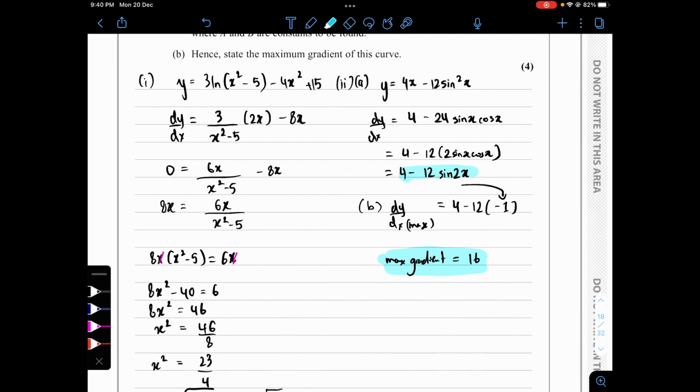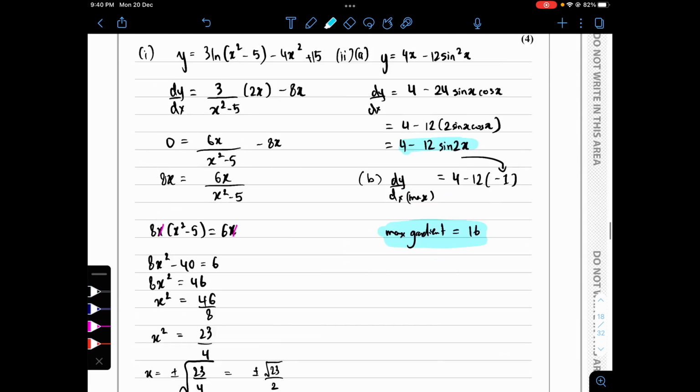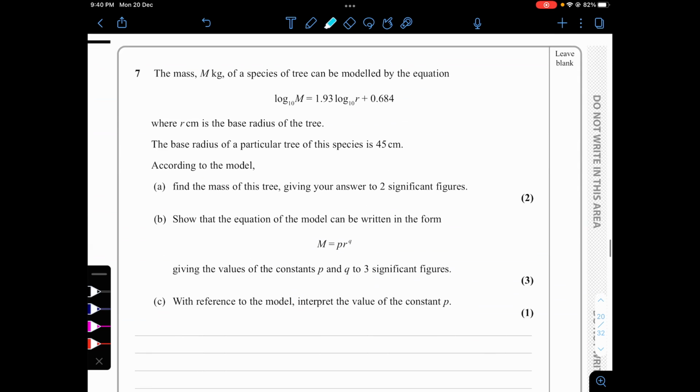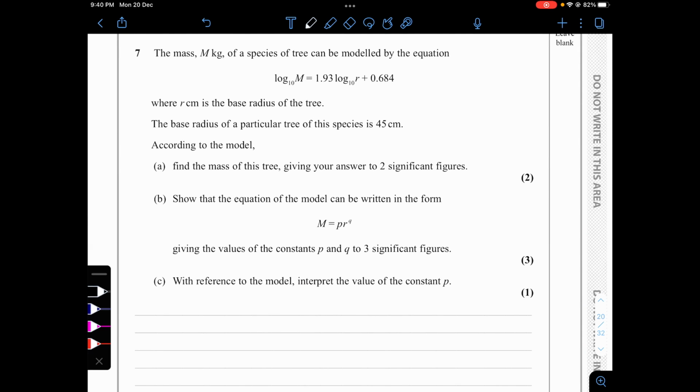Alright, so now let's move on to question number 7. The mass m kg of a species of tree can be modeled by the equation log base 10 of m equals 1.93 log base 10 r plus 0.684, where r is the base radius. The base radius of this particular tree is 45. This is key information, so r is 45. Next, according to the model, find the mass of this tree, giving your answer to 2 sig fig.